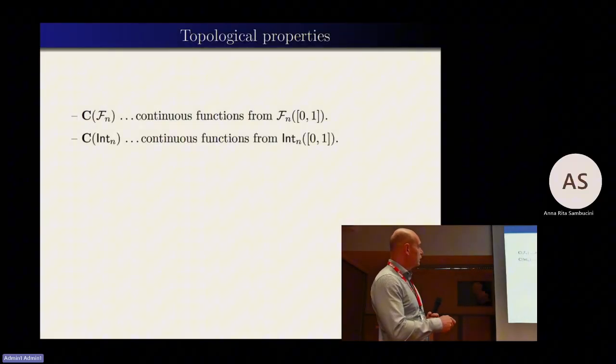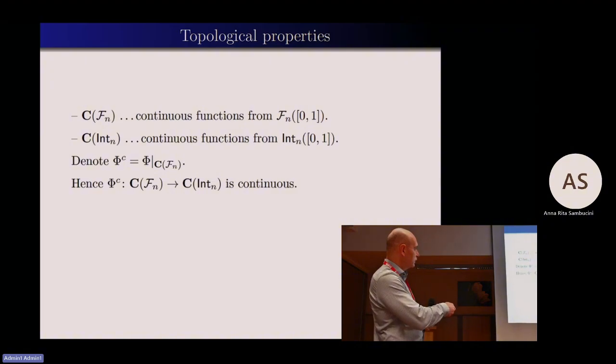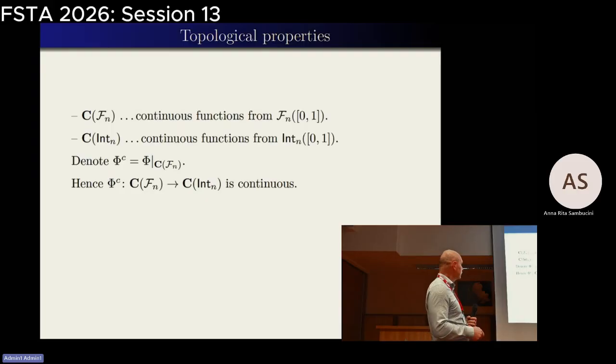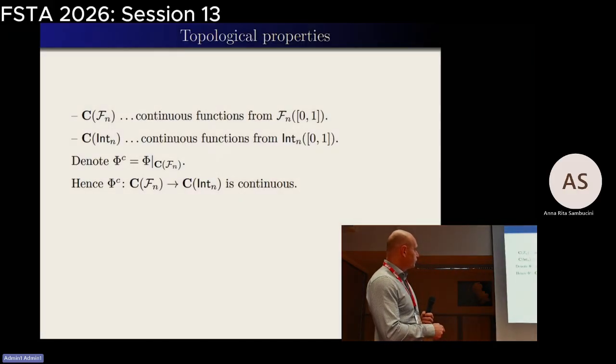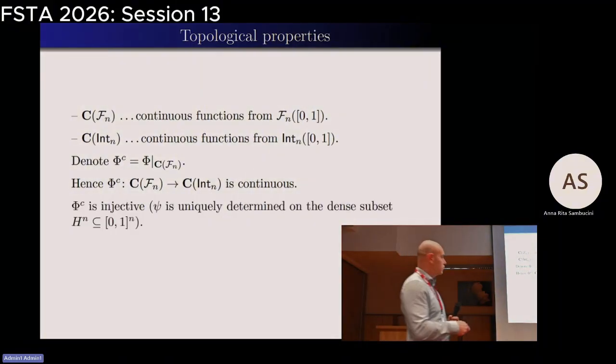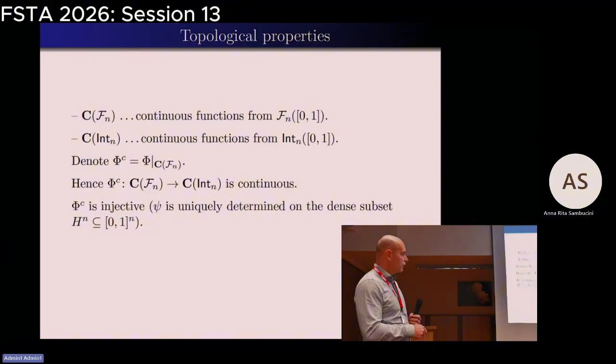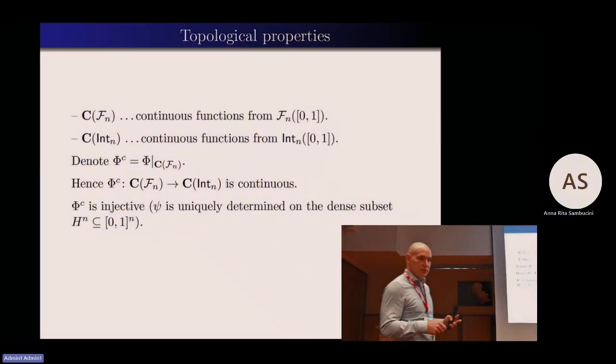So we can consider the mapping from the continuous functions defined on the interval [0,1] to the class of all continuous intermediate functions. And this mapping is denoted by S. This function is continuous because the whole mapping is continuous. So it can be shown that this mapping is injective because the corresponding function is uniquely determined on the dense subset.